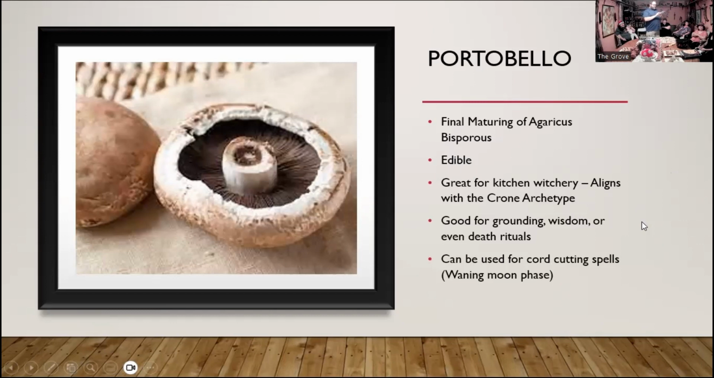Because these are raw, it's good for grounding, wisdom, or death rituals. This also says it can be used for cord cutting, so if you're trying to get over a relationship. Now, I'm not sure if there's anyone that would be able to give a little bit more wisdom on why it says to do it during the waning moon? Well, that's the time of banishing. Oh, when banished, okay. Yeah, that's the banishing moon.